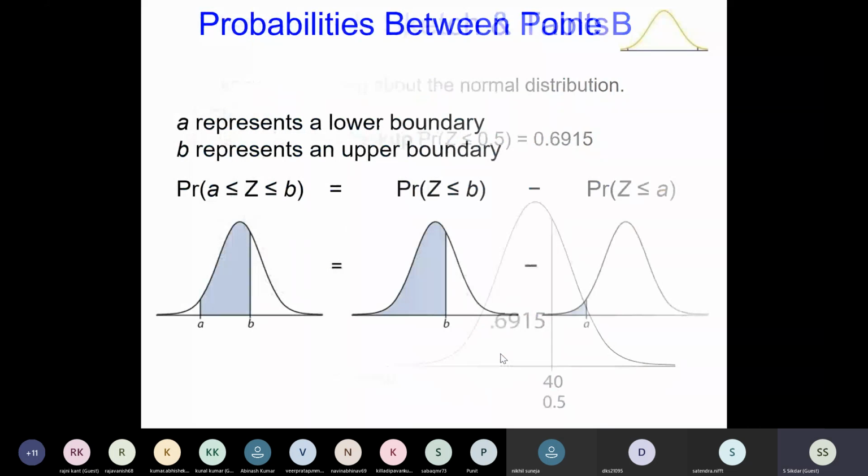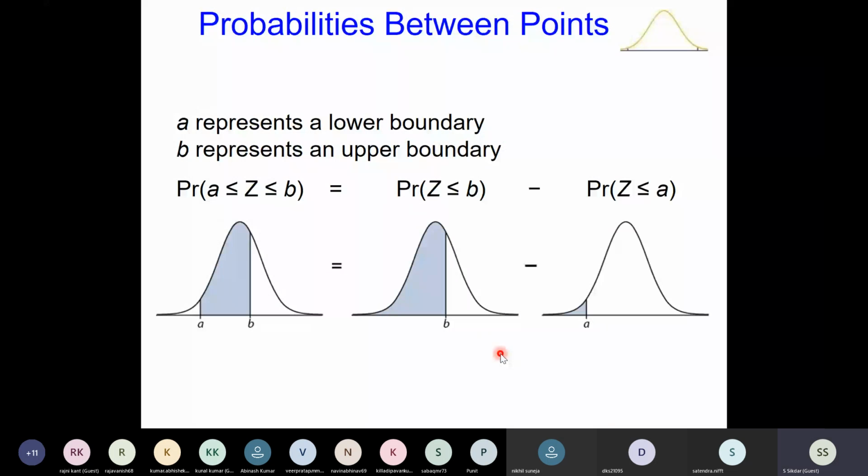A represents the lower boundary. So if I have to get in between these two values, enclosing this value, what I need to do is search for this value at this point and at this point, and then subtract, because if I subtract this value from this, I'll be left with only this much.